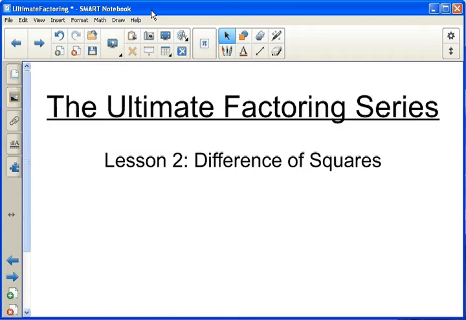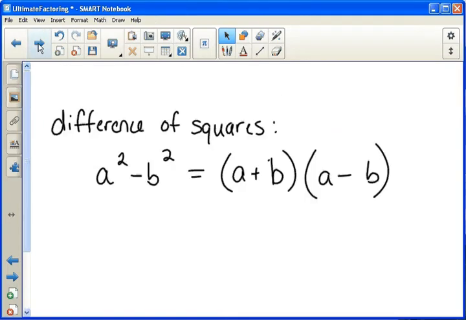So this is lesson number 2, the difference of squares. First of all, let's look at the rule for the difference of squares. If we have two numbers or two terms that are being squared, a squared minus b squared, then they will always factor with this same form, a plus b times a minus b.